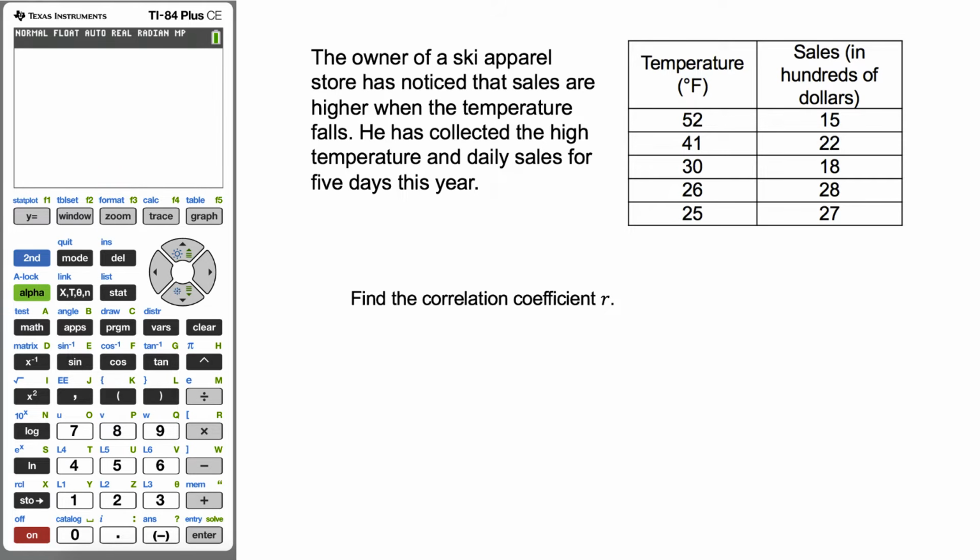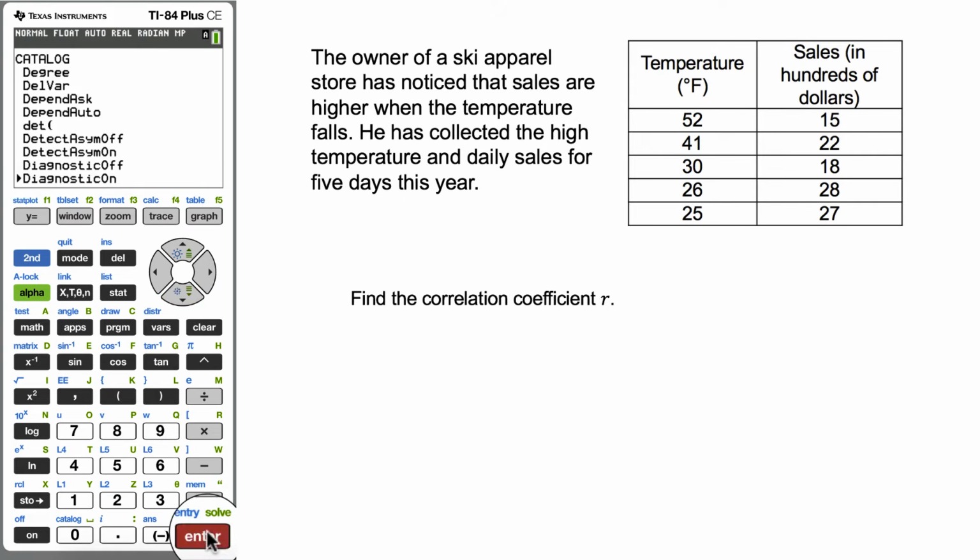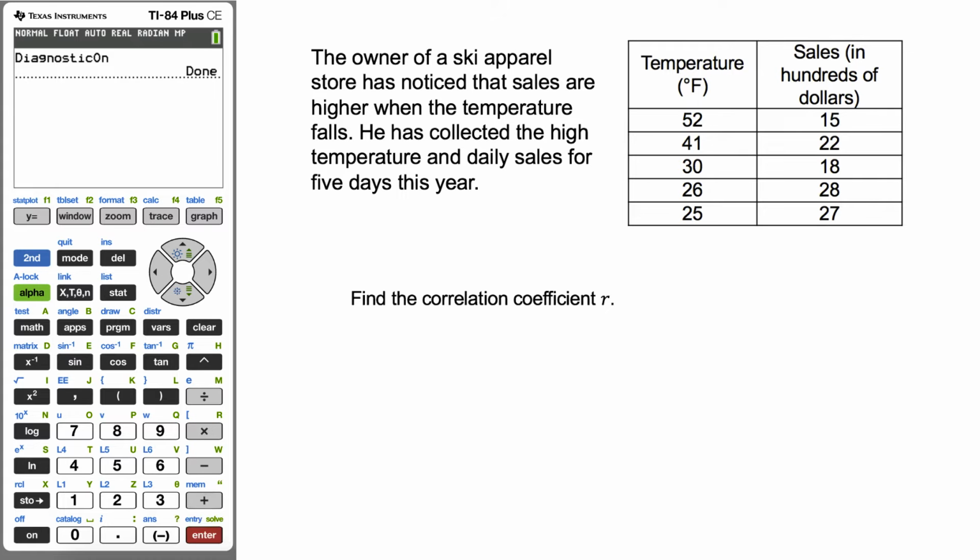But first, to be able to use the calculator to find correlation, we need to turn diagnostics on. To do that, we'll press the second key and then the 0 button to get to the catalog. We'll then press the inverse button, which will skip down to the D's. We'll then scroll down until we see diagnostic on. We'll then press enter and then enter one more time. Now that we've done that, we can enter the data into our calculator.